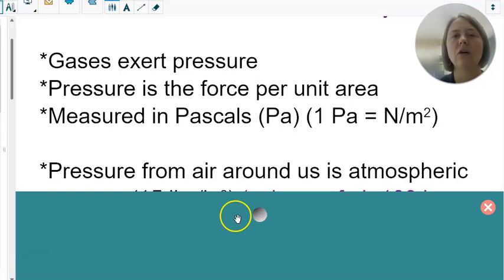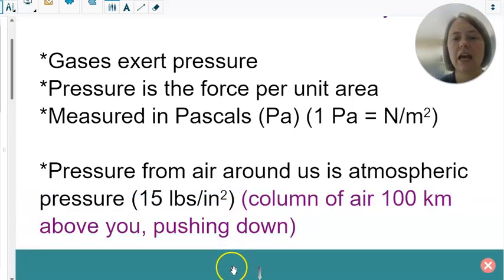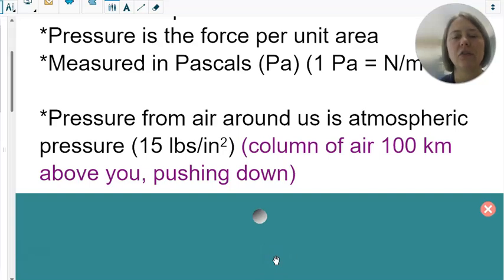The pressure from the air around us is called atmospheric pressure. And it is actually a lot higher than you think. It is 15 pounds per square inch. So for every inch, you have 15 pounds of pressure. And you have a column of air 100 kilometers above you that's pushing down on you. So why don't we just collapse? Well, our bodies evolved to be in this pressure, and also it's on all sides, so it is balanced: top, bottom, sides, all that.